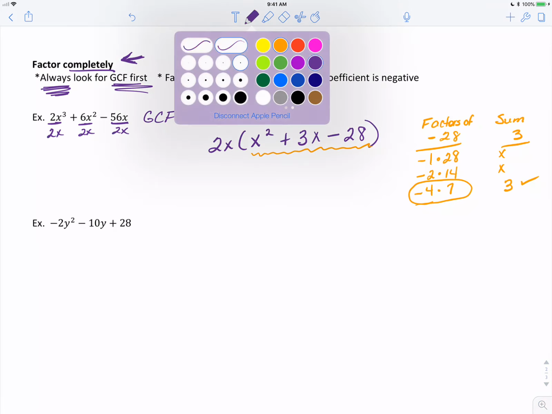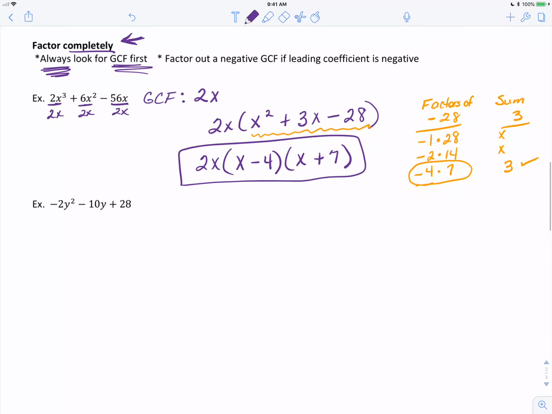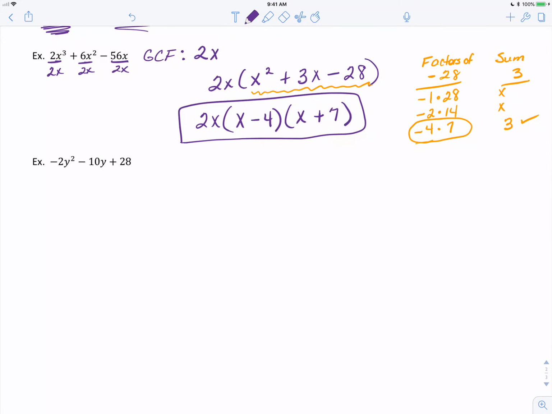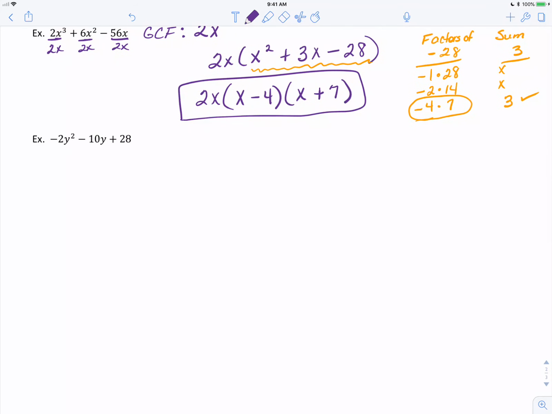Now remember, you've already taken this 2x out, but the 2x is still part of that. Remember, we want this thing in product form, and so if everything's multiplied together, then that's still in product form, so that 2x still needs to be on the outside there. So we have a negative 4 is one of our factors, and that positive 7 is our other factor. So that whole thing there is your answer, because if we go back and multiply all that out, we get back to our original expression.